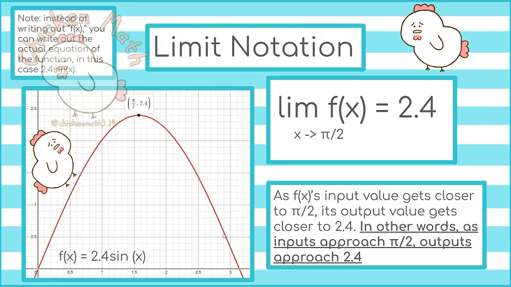As you are going along this graph on both sides, from the left side we're getting closer to pi over 2, and from the right side we're getting closer to pi over 2, we are getting closer to this output point right here, 2.4. So that's basically just what limit notation means. Instead of writing f of x right here, you could also write 2.4 sine x since it's defined. That's just another way to write it because sometimes they might write it differently.